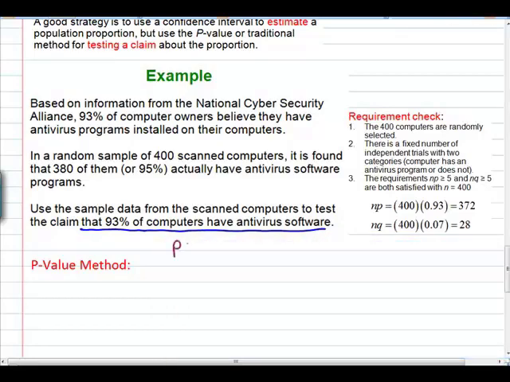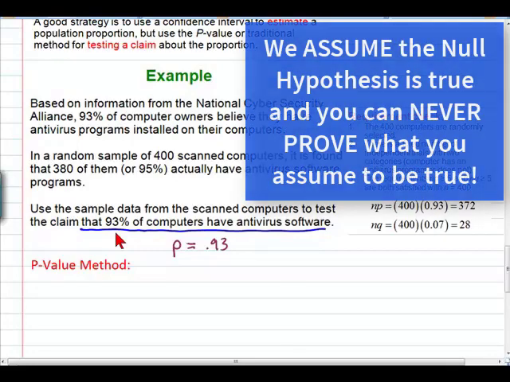We would say p equals 0.93. So our null hypothesis is in the claim. Can we prove this is true? No, all we can do is prove that it's not true because our original claim contains equality.